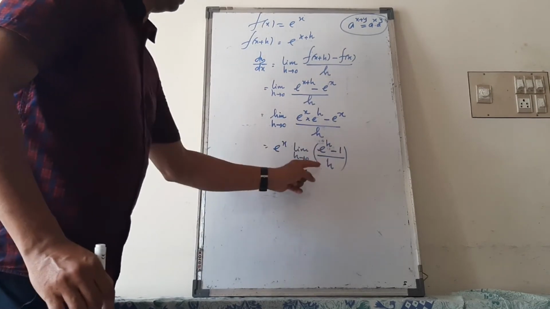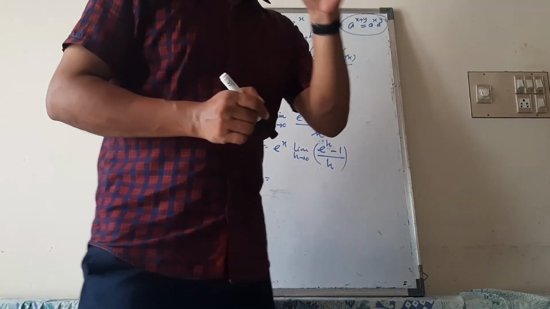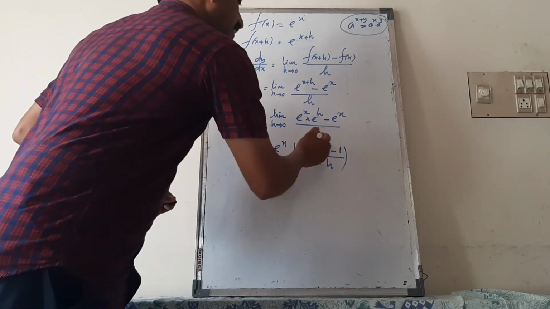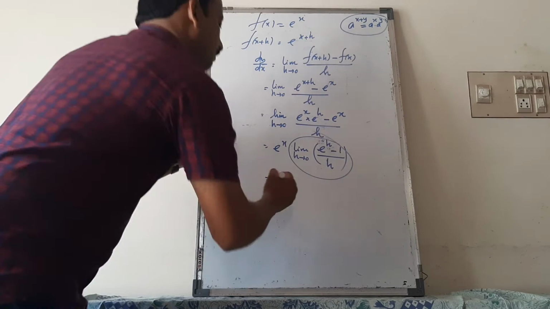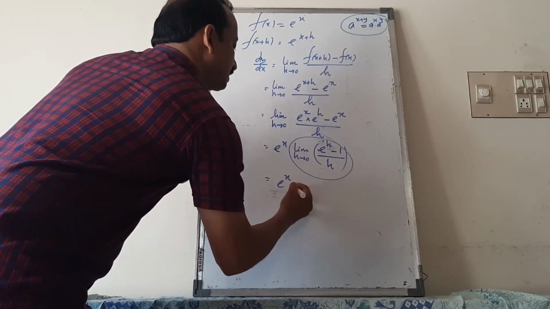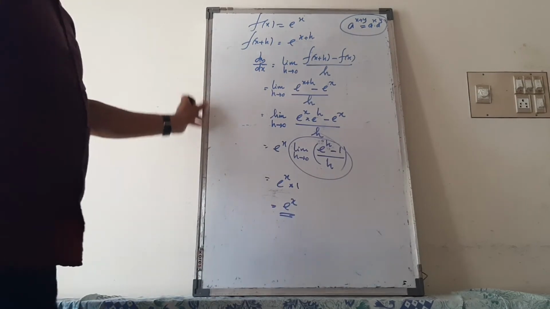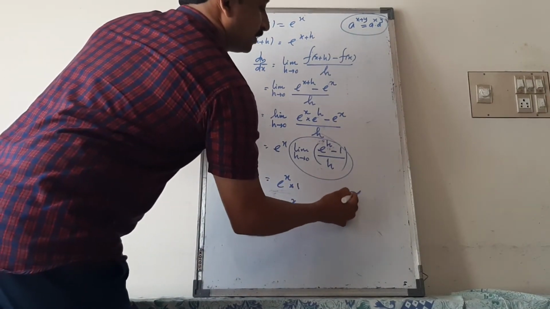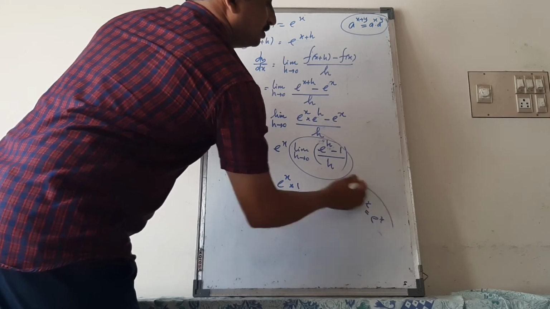Now we apply the limit. You know, limit x tends to 0 of (e raised to x minus 1) by x is always equal to 1. And therefore, limit h tends to 0 of (e raised to h minus 1) by h is equal to 1. Therefore, the answer is e raised to x into 1, equal to e raised to x. That means the derivative of the exponential function e raised to x is equal to e raised to x.